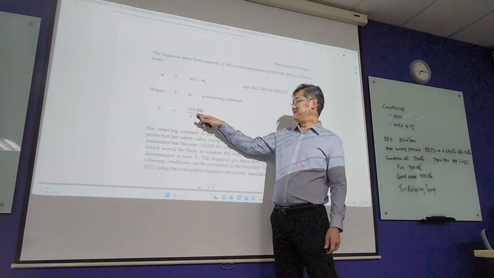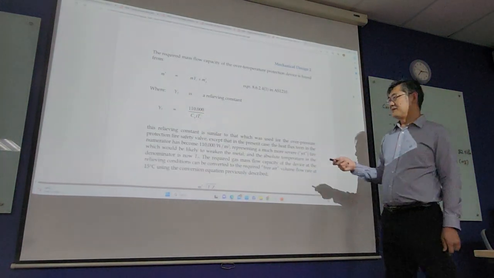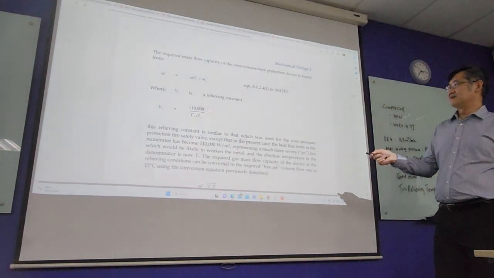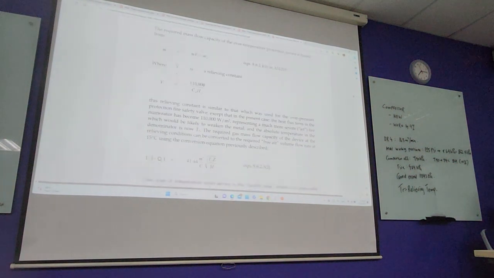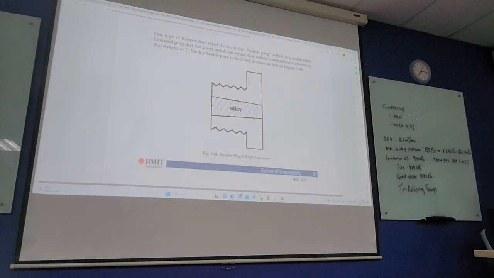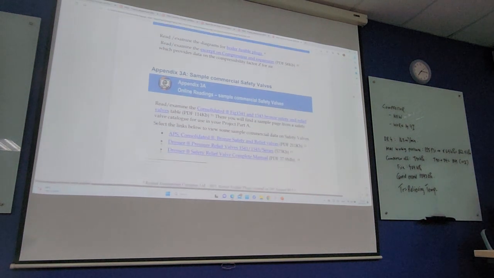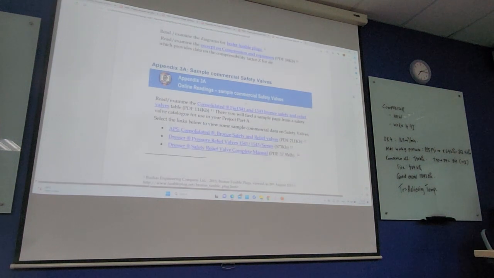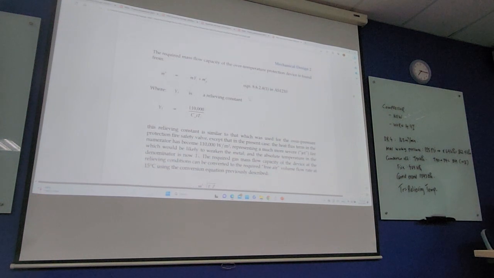Plug this in. This constant is 110,000, whereas the previous near fire one was about 10,000. The value changes. Then we are able to find out the volume flow rate, and then find the proper safety devices. Okay, so this is question 5. So far, any questions regarding these safety devices?